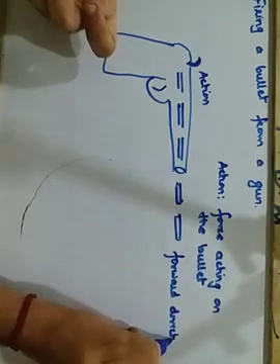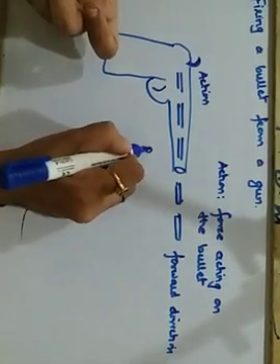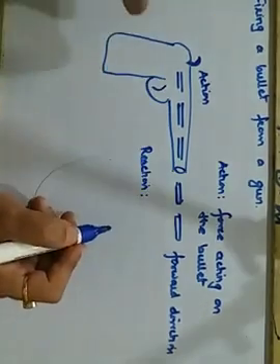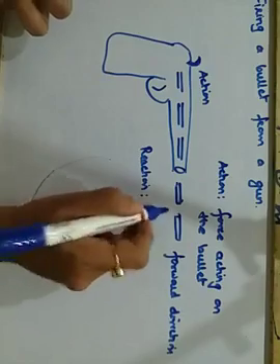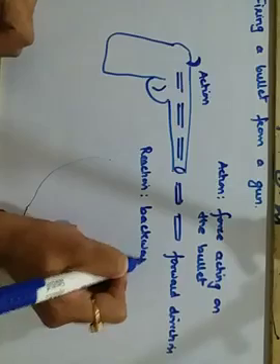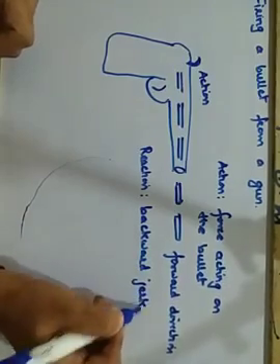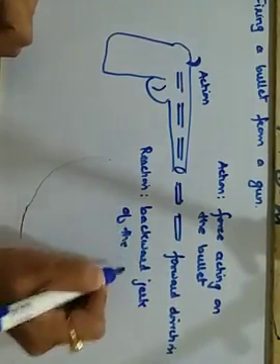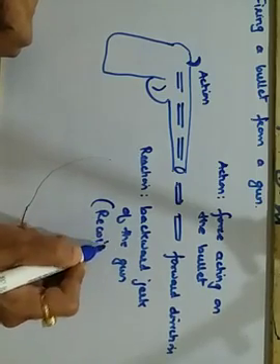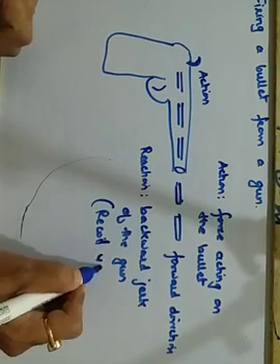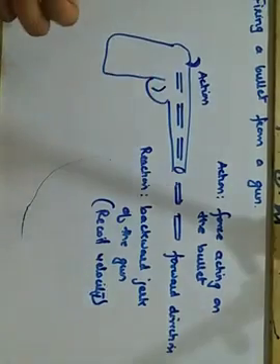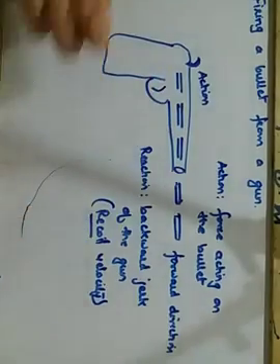But what will happen as a reaction, please pay attention. As a reaction, you will get a backward jerk of the gun, and that is actually called recoil. It is called the recoil or recoil velocity. The velocity with which the gun gets dragged in a backward direction is called the recoil of the gun.